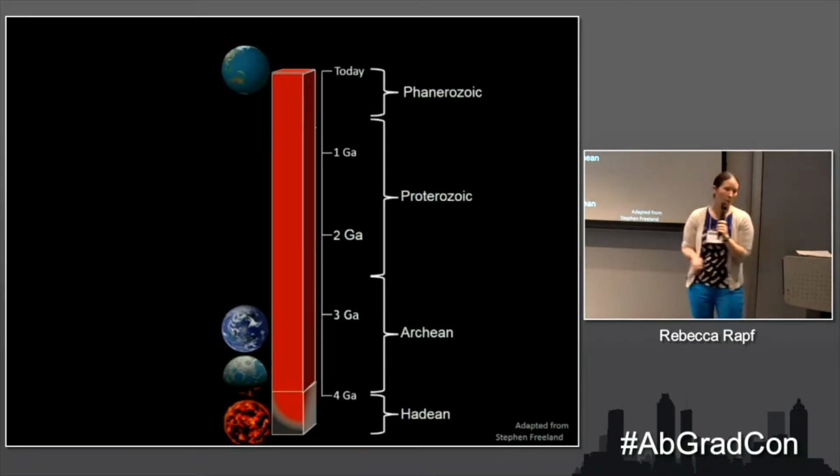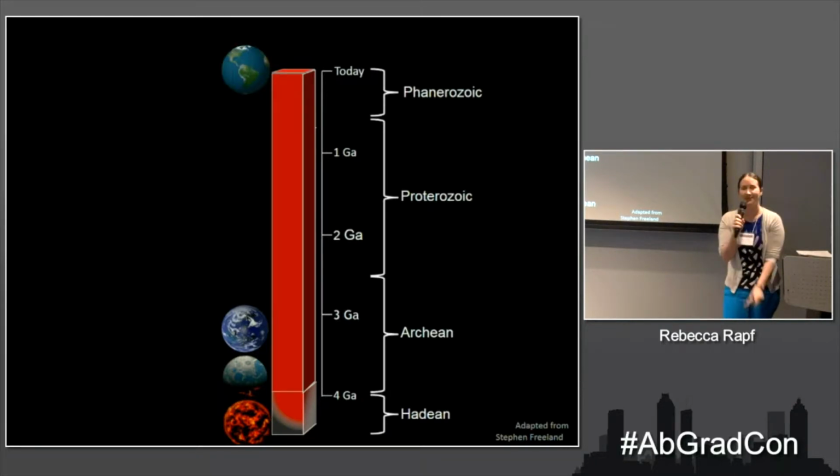And so just to orient everyone to this timeline, I really like this depiction of the Earth timeline. I'm borrowing these slides adapted from Stephen Freeland. It's amazing if you haven't met him. But there's four major geologic eras. There's the Phanerozoic, the Proterozoic, the Archean, and the Hadean. And we're just going to walk our way backwards from there.